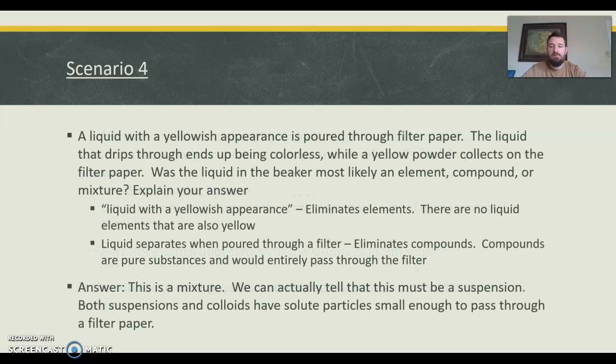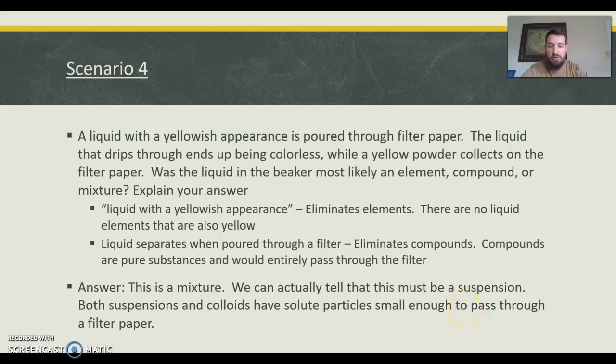Scenario 4. A liquid with a yellowish appearance is poured through filter paper. The liquid that drips through ends up being colorless, while a yellow powder collects on the filter paper. Was the liquid in the beaker most likely an element, compound, or mixture? Explain your answer. All right, so for this process, we have a container that has a yellowish liquid, pour it through the filter, right? And then it's asking, was that original liquid in that beaker, that yellowish liquid, an element, compound, or mixture?